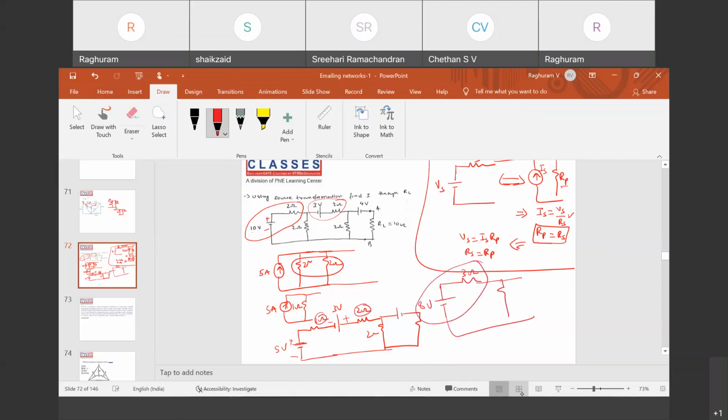Now again convert this into a practical current source. How do we convert 8 volts in series with a 3 ohm resistor? The current source value is 8 by 3, and the resistor is 3 ohms. Now there is again a 2 ohm resistor here. I think I've given this as opposite, that's why it got complicated. Otherwise, it's a simple one. You'll get a 2 volt source.